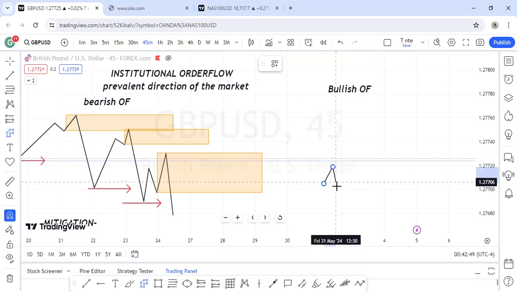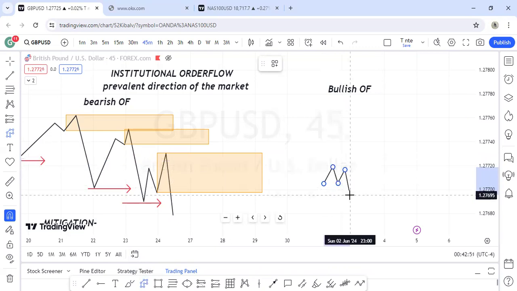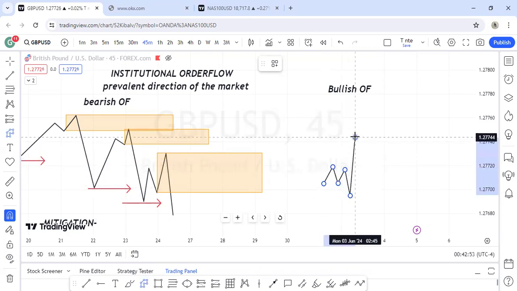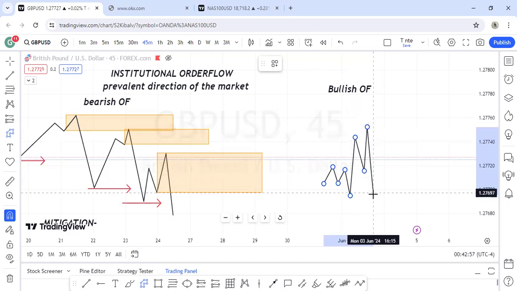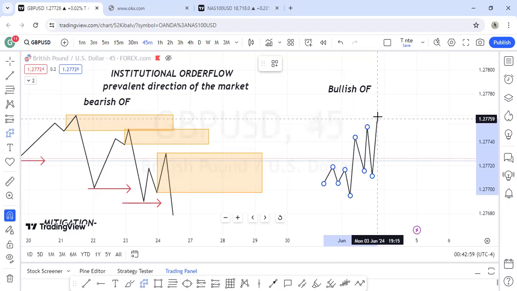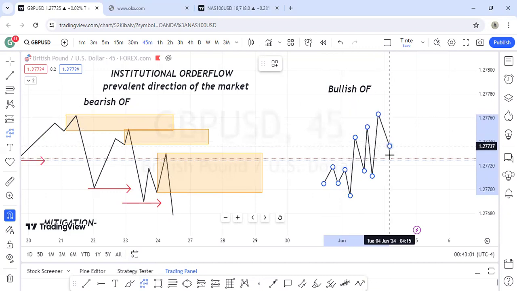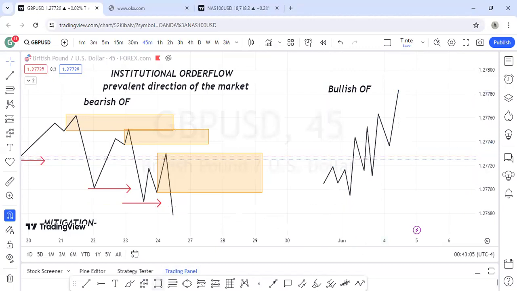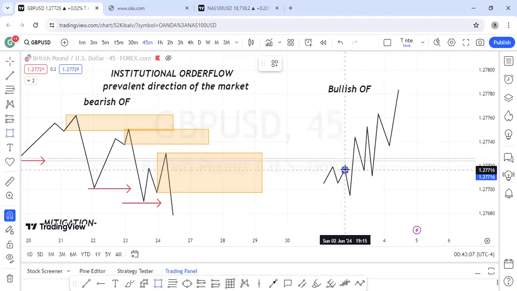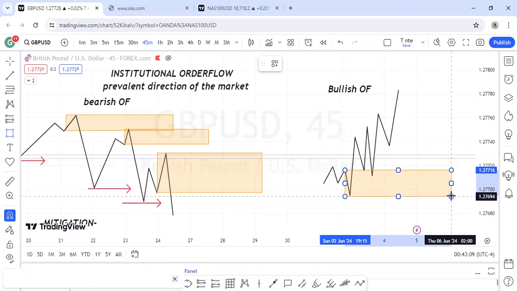You might see something like this, the market does something like this, takes liquidity and then runs up. That's created an order flow there. I see the market do something like this, they run up again, and then something like this. So it just depends. This is what we call order flow, the last down push before they break up.